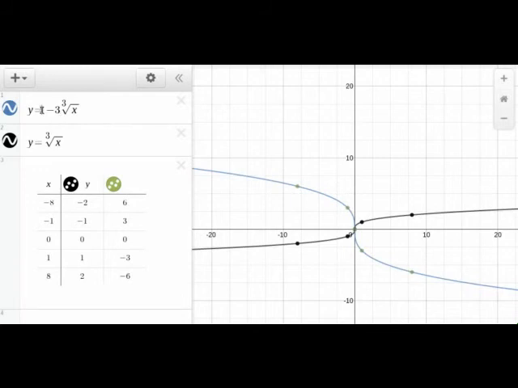When we have a negative in front, that's going to give us a reflection in the x-axis. And then when we have the 3, it's going to stretch it out. So all we did was multiply our y values times -3.